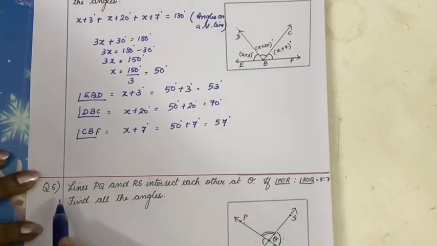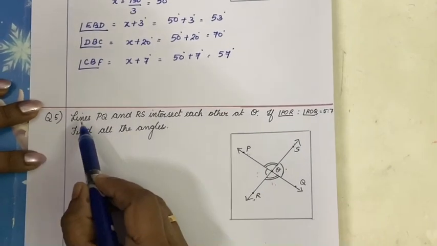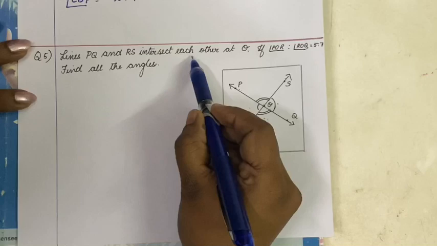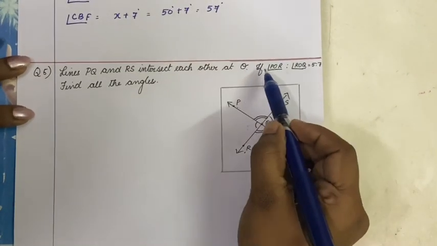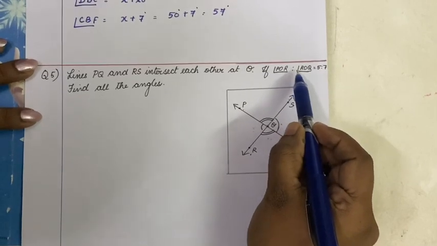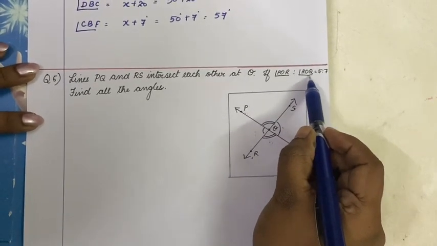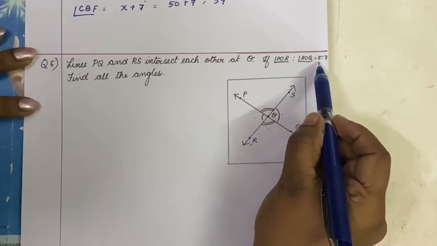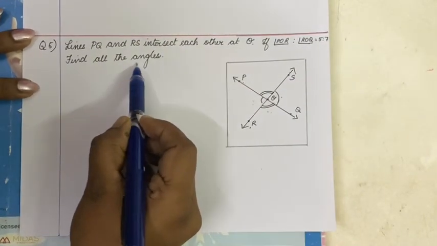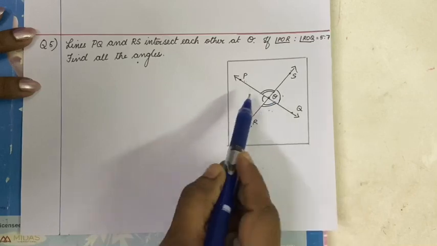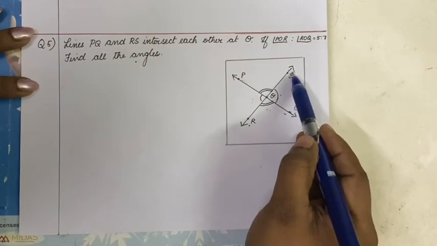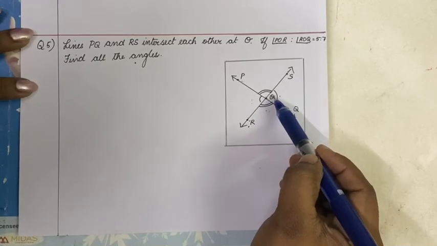Now, shall we move to the fifth question? Lines PQ and RS intersect each other at O. If angle POR to angle ROQ is 5:7. Ratio concept, ratio is given. Find all the angles. So, the diagram here is PQ and RS are two lines intersecting at O.